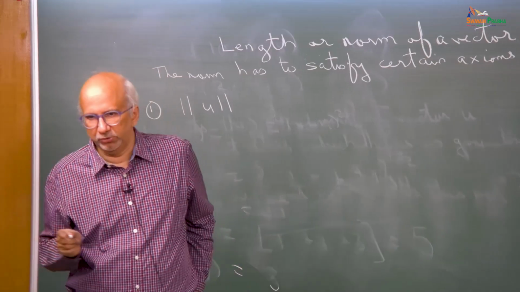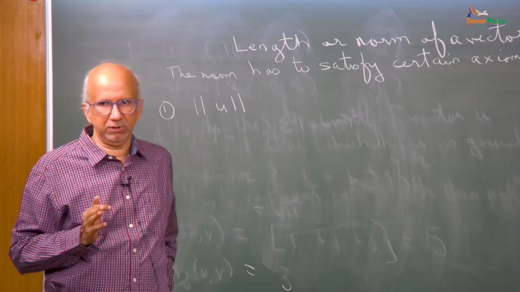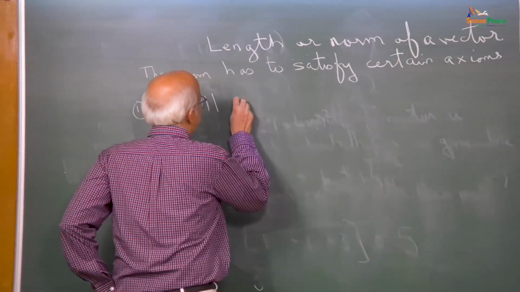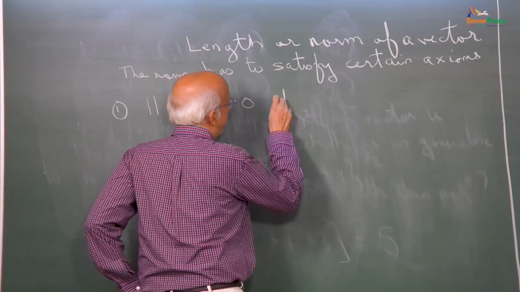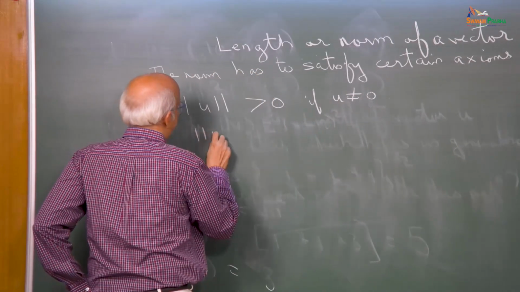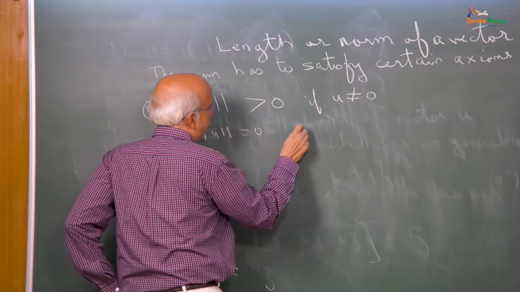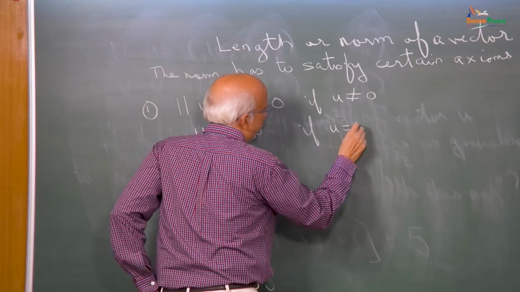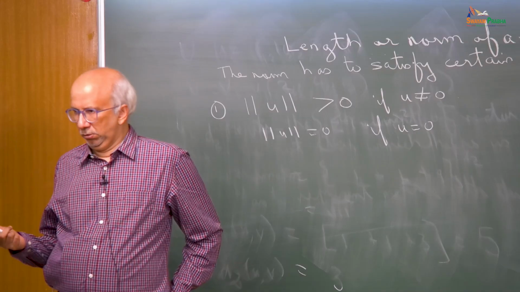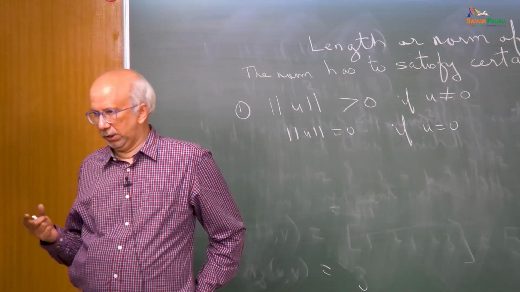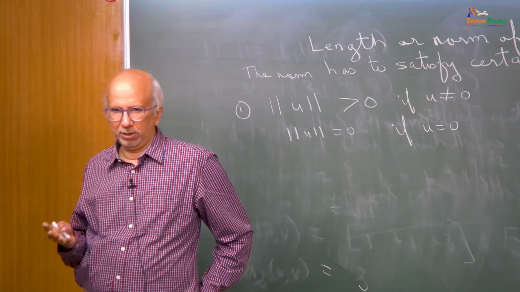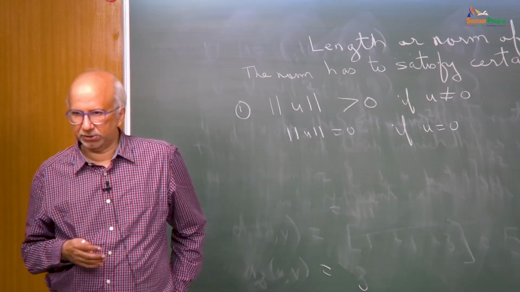Now we are talking about norm, which is length, for only one vector. Norm of u has to be greater than 0 if u is not equal to 0, and norm of u equals 0 if u equals 0. So, if the vector is 0, length is 0. If the vector is non-zero, it has a positive length. I am talking about length. It has to be positive.